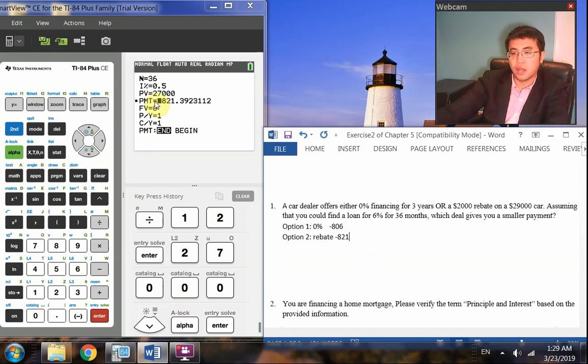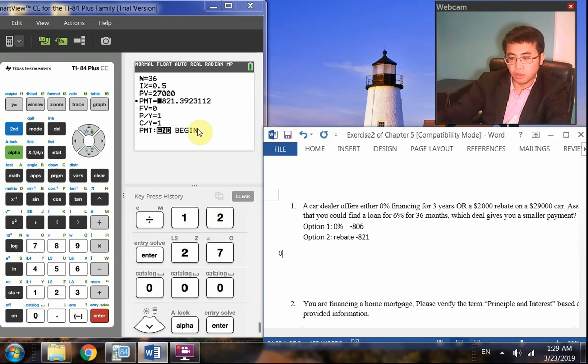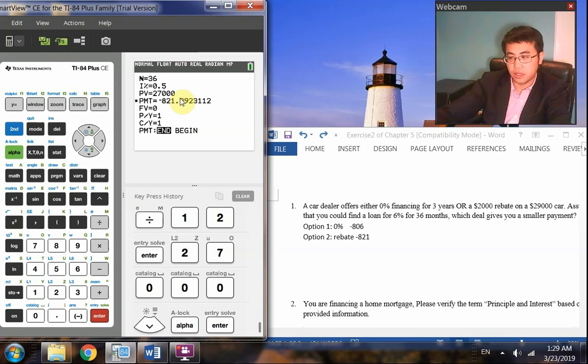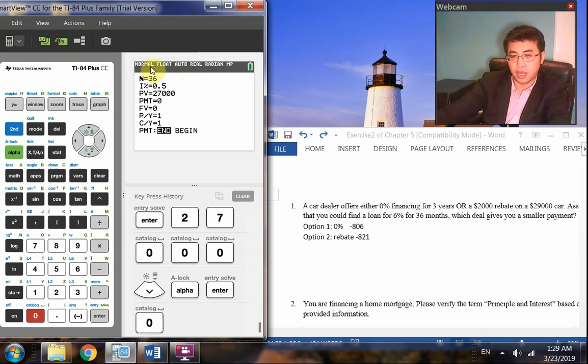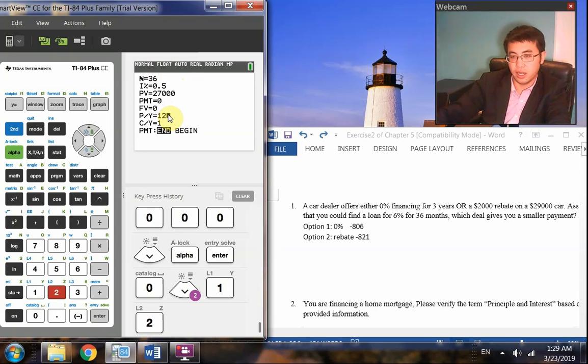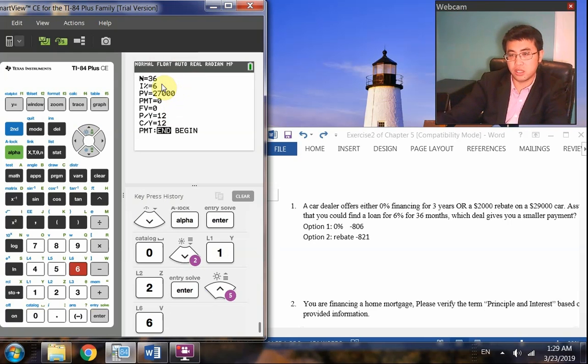All right, and to finish this calculation, you can also put PY and CY equal to 12, and for the interest it is 6%. Just leave it as it is at the annual term.